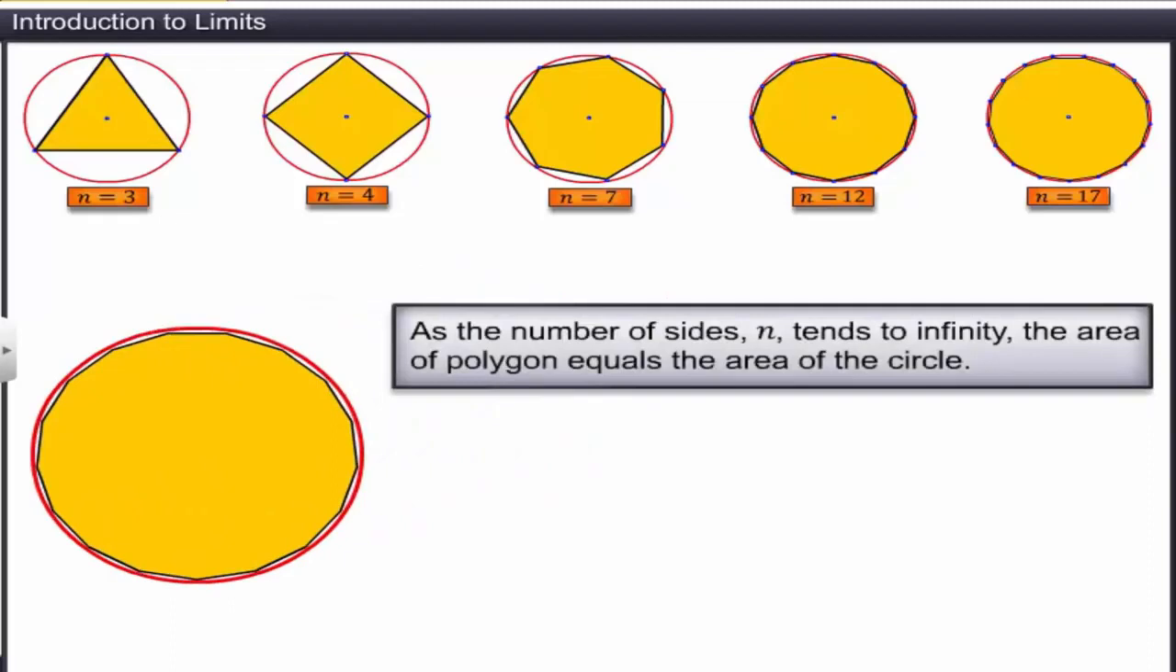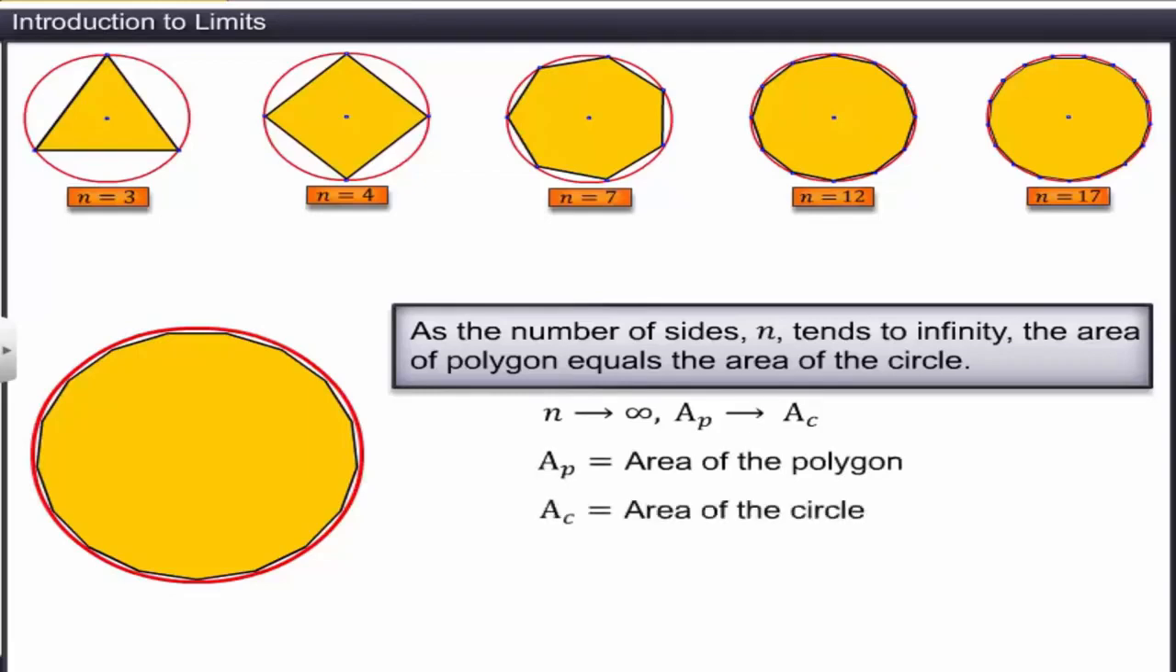As n tends to infinity, the area of the polygon equals the area of the circle. This can be mathematically represented as shown, or concisely as shown. Here, our target is to find when the area of the polygon will become equal to the area of the circle. This happens when the number of the sides of the polygon become infinity.